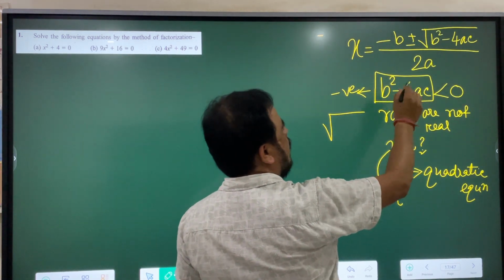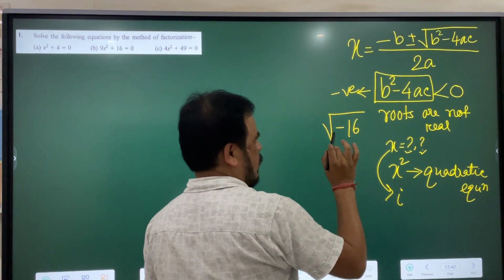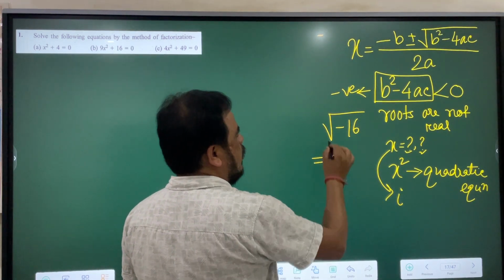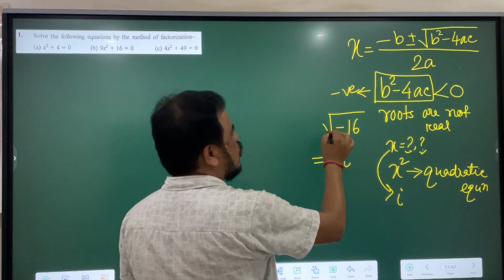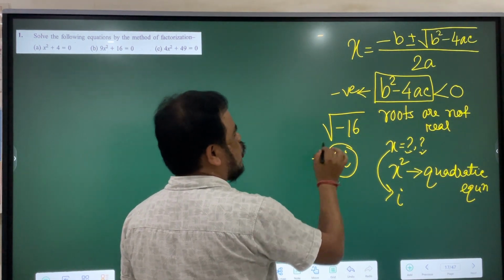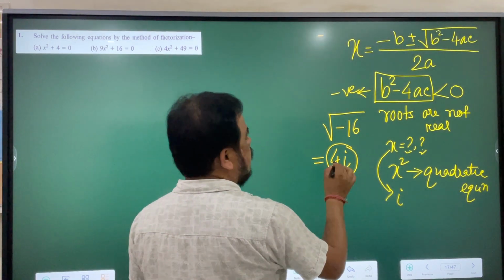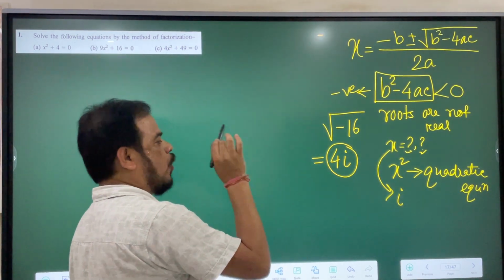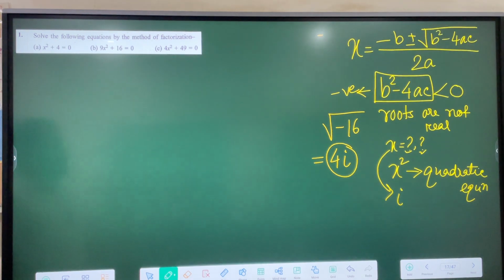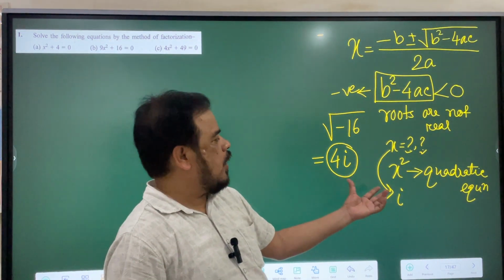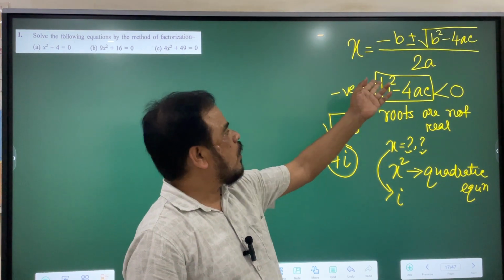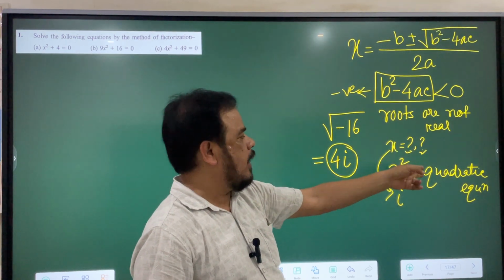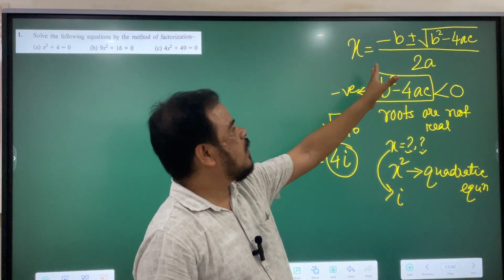Suppose by calculation b square minus 4ac we have got minus 16. That means b square minus 4ac is less than 0. So what will we write? 4i. For the minus sign we have put i. The square root of 16 is 4. So in the roots, in the values of x, we are going to get i surely. This is just a recall only. I have already explained in the previous video what b square minus 4ac is, why b square minus 4ac is smaller than 0, why they are not real, and about the formula, everything I explained.